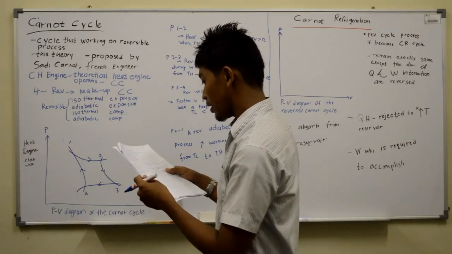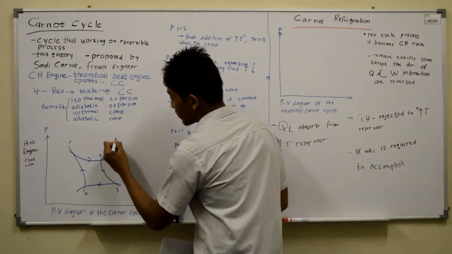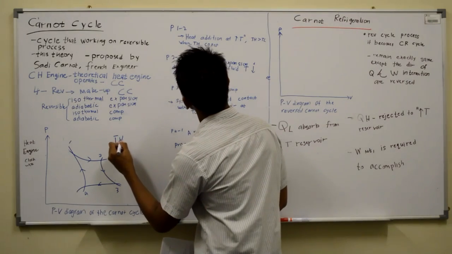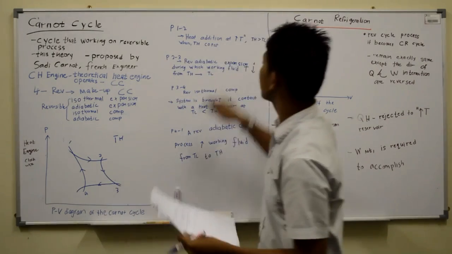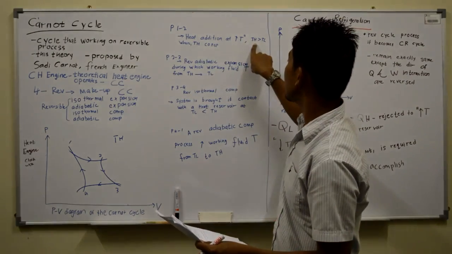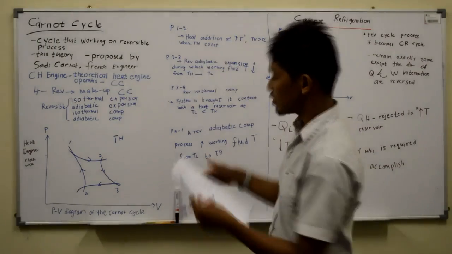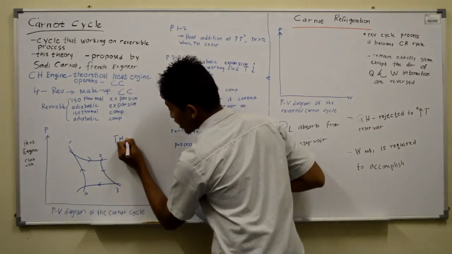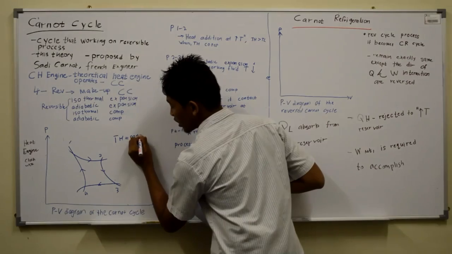Then TH, the high temperature, is constant. And we stated that here, heat addition is at a high temperature, where TH is greater than TL, and TH is constant. So TH is constant, a high temperature constant.